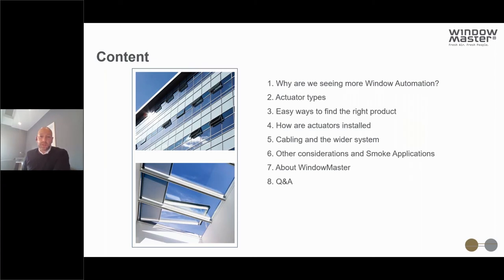So without further ado, the agenda for this webinar. Initially, we're going to take a quick look at why we're seeing more window automation in the industry, the different actuator types that are available, and easy ways of finding the right products for your applications. We'll take a look at how actuators are installed. We'll have a look at cabling and the wider system, and then some other considerations as well, technical information. And we'll finish with a quick look at WindowMaster and the Q&A session at the end.